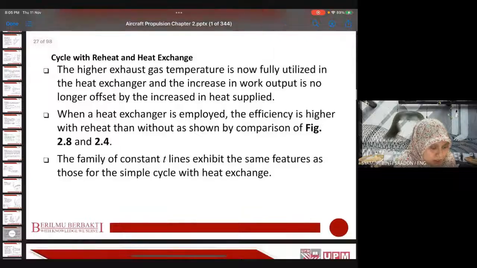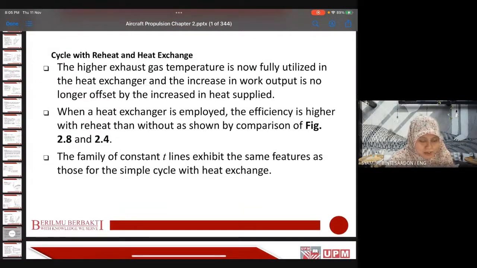So, cycle with reheat and heat exchange: the higher exhaust gas temperature is now fully utilized in the heat exchanger, and the increase in work output is no longer offset by the increase in heat supply. So we saw just now, if we just use a reheat cycle, our work output increases, but our efficiency decreases. So that's why this idea, reheat and heat exchange combined, came.